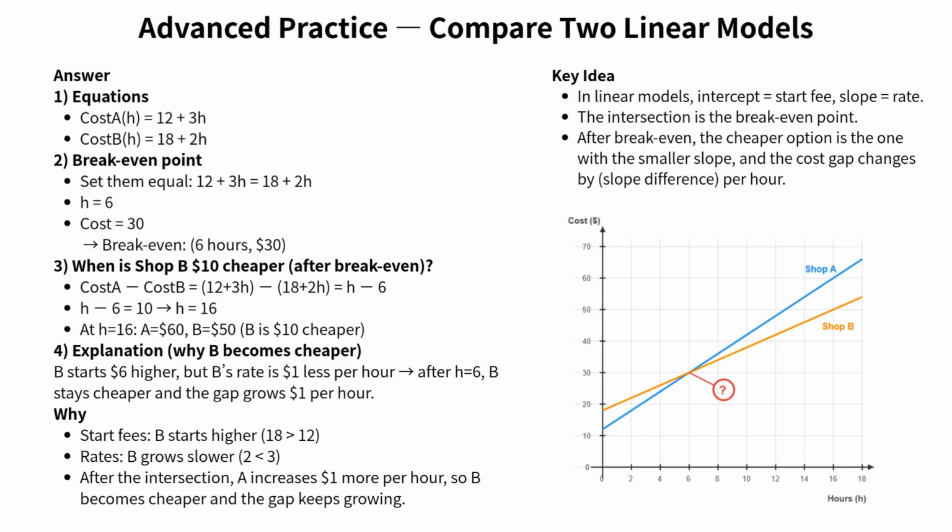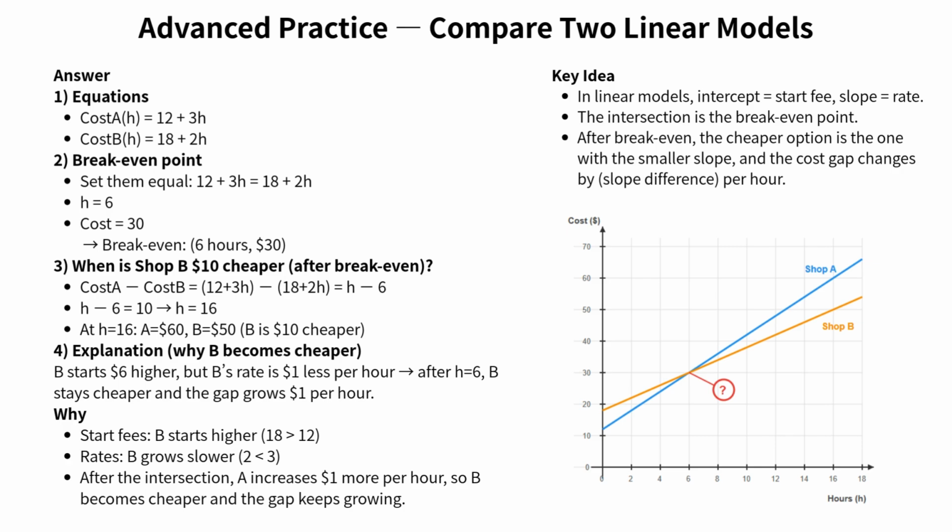Now, part 4. Why does shop B eventually become cheaper even though it starts higher? This is the big linear model idea, intercept versus slope. The intercept is the start fee. Shop B starts higher because 18 is greater than 12, so at 0 hours, B begins above A, but the slope is the rate per hour. Shop A increases by $3 per hour, while shop B increases by $2 per hour. That means every hour, shop A is rising $1 faster than shop B, so after the break-even point, the gap keeps growing by $1 per hour, and that's exactly why shop B becomes cheaper and stays cheaper.